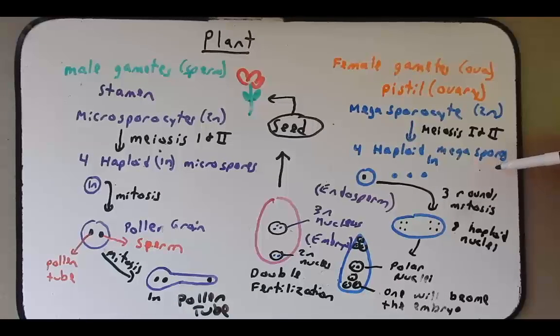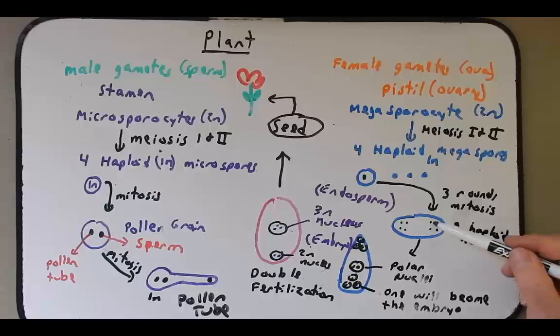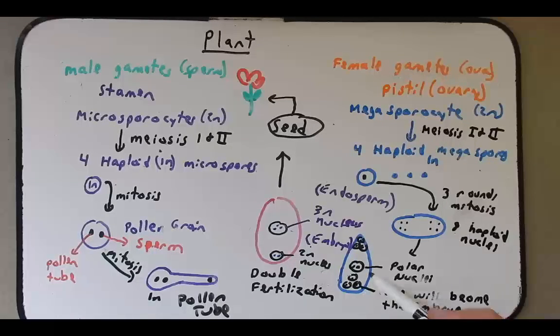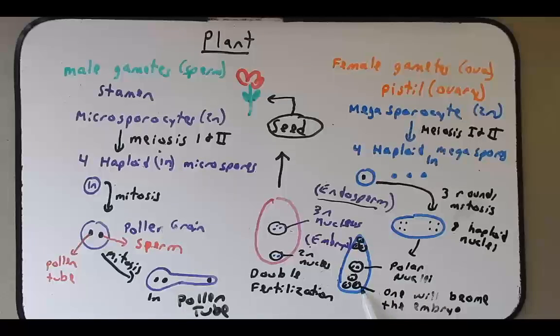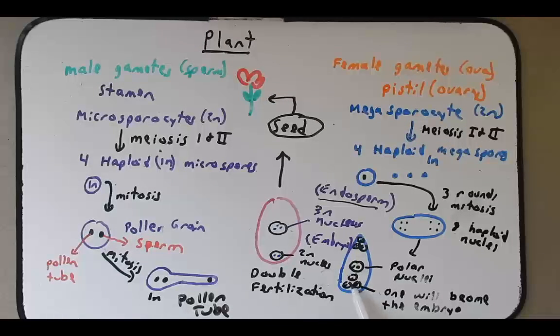Coming back up here to the megaspores, it will undergo 3 rounds of mitosis to produce 8 haploid nuclei. The haploid nuclei are partitioned off into separate cells. It produces a 2 nuclei structure here that we call the polar nuclei, and then 6 haploid nuclei. The pollen tube will transfer 2 of these sperm nuclei into this egg case. One of the sperm nuclei will fuse with the polar nuclei, shown here, that will go on to form the endosperm. The other sperm nucleus will fuse with one of these oocyte nuclei, producing a diploid nucleus that will go on to form the embryo.